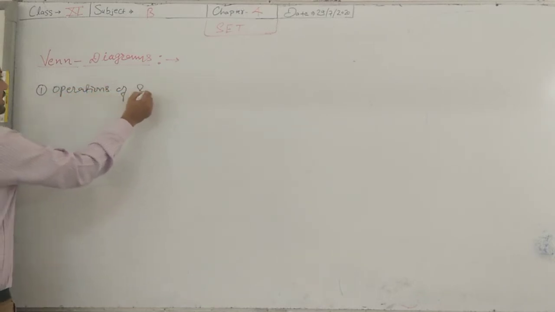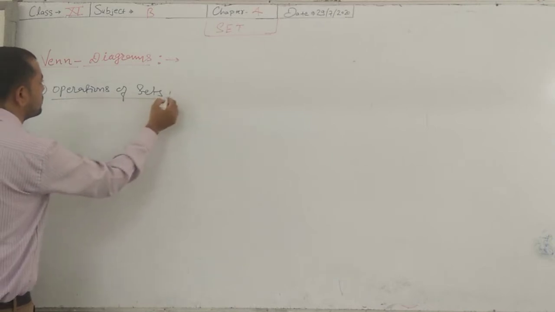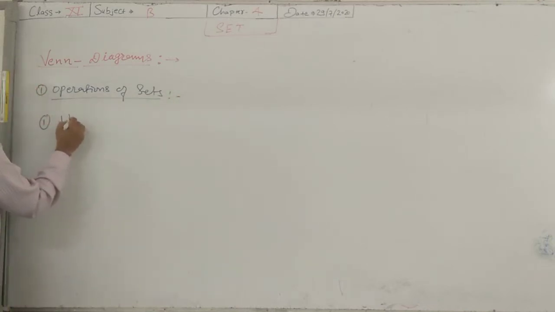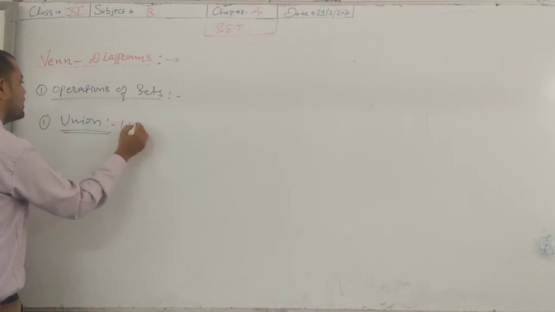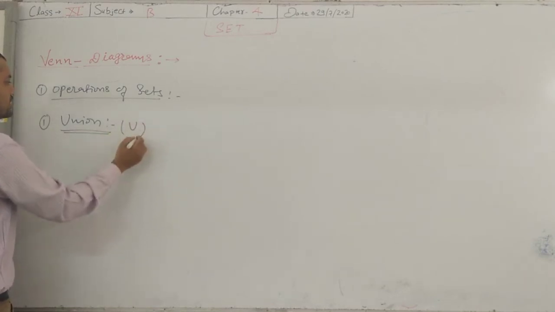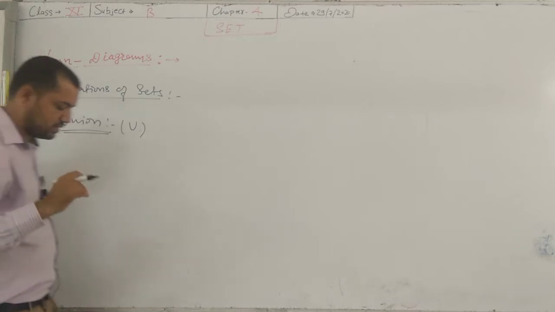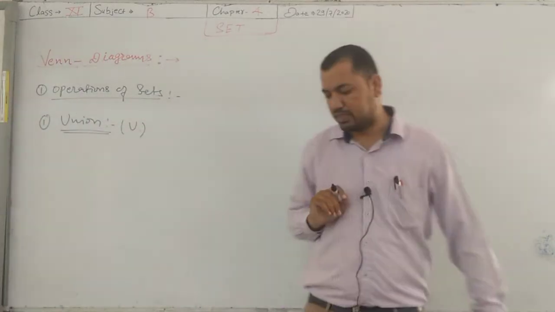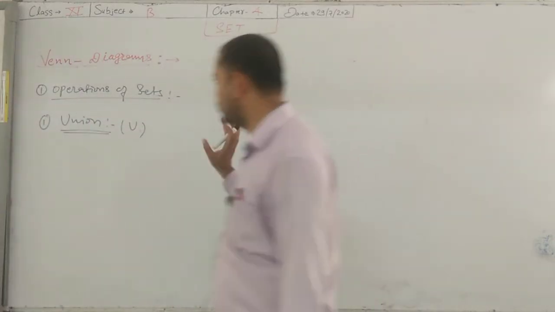Operations of sets. In operations of sets, first we go for union. What is a union? Union is also represented by U, but it is not a capital U. That is some different, just like the universal set. That is also represented by U, but it is not a capital U. It's just like a U.